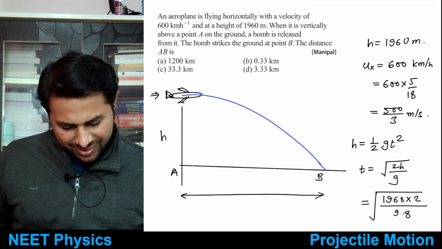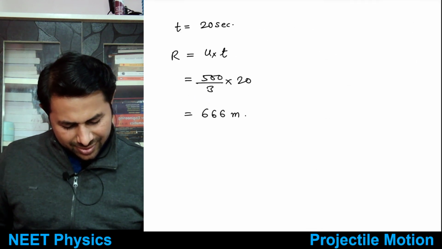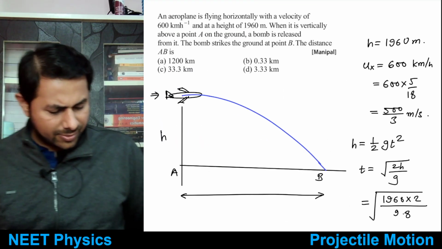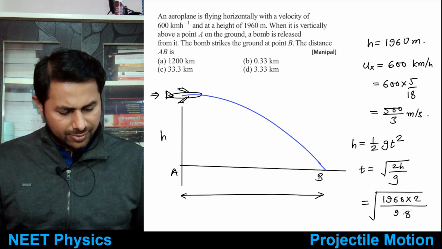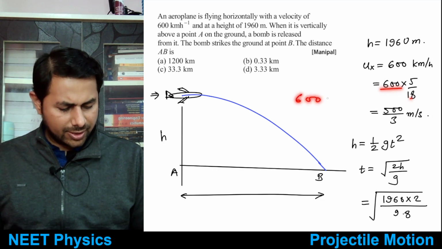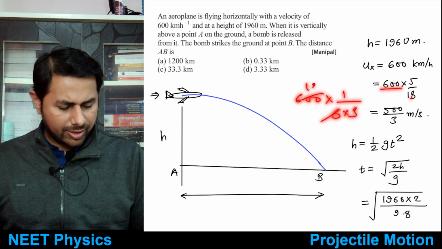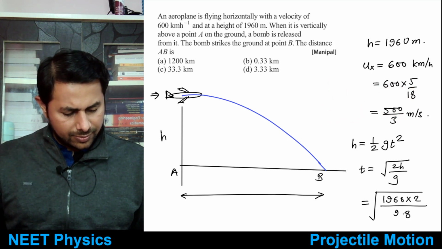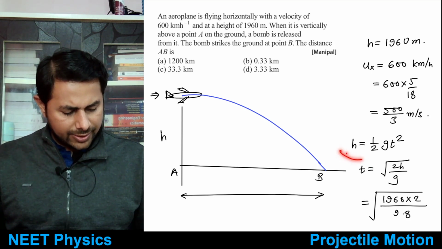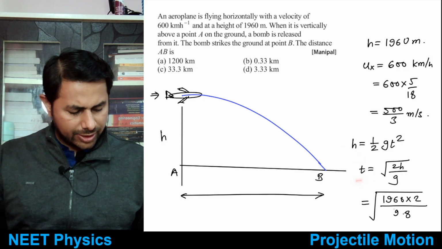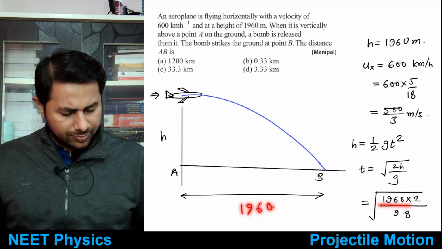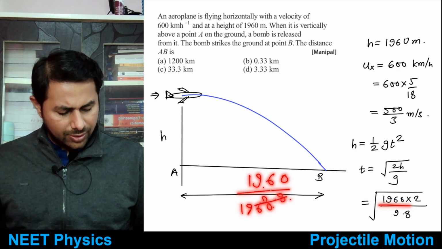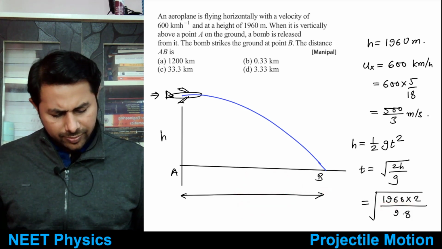Oh, some mistake? 600 by this thing is 600 into 6 times 3, so this will be 100. 100 times 5 is 500. 500 by 3, that seems correct. Then you have twice h by g. Okay, t is equal to square root of 2h by g. Then 1960, 19.60 divided by 9.8 is 2. 2 times 100 times 2, 400.